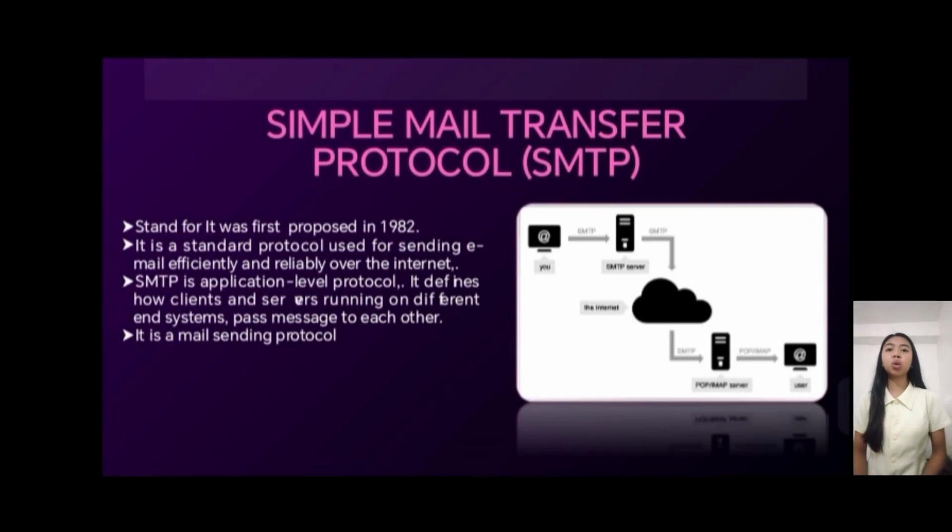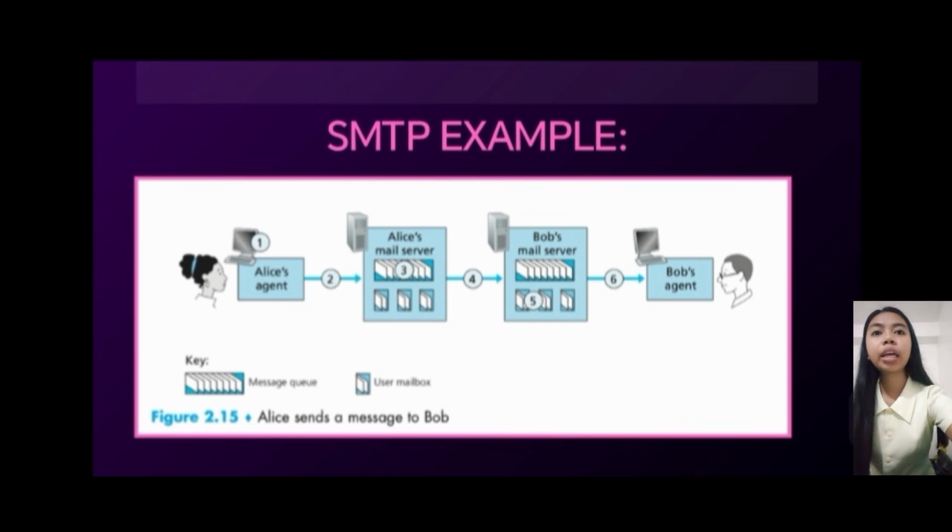Simple Mail Transfer Protocol was first proposed in 1982. It is a standard protocol used for sending email efficiently and reliably over the internet. SMTP is an application level protocol. It defines how clients and servers running on different end systems pass messages to each other. It is a mail sending protocol. So I have here a diagram or example of SMTP.